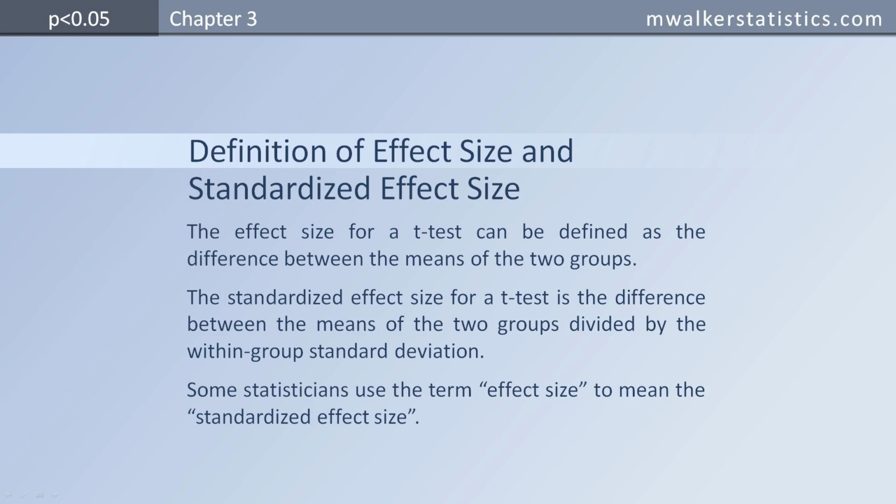Definition of effect size and standardized effect size. The effect size for a t-test can be defined as the difference between the means of the two groups. The standardized effect size for a t-test is the difference between the means of the two groups divided by the within-group standard deviation. Some statisticians use the term effect size to mean standardized effect size.